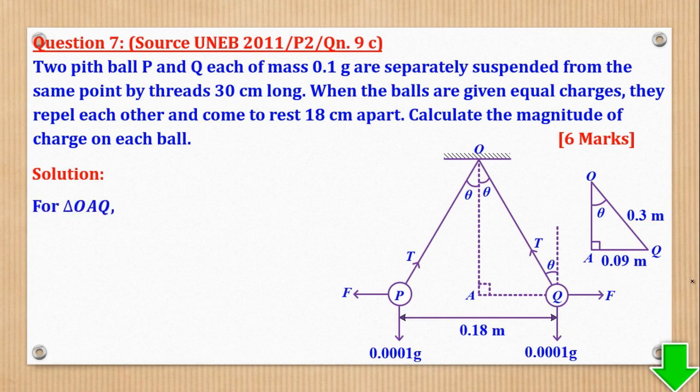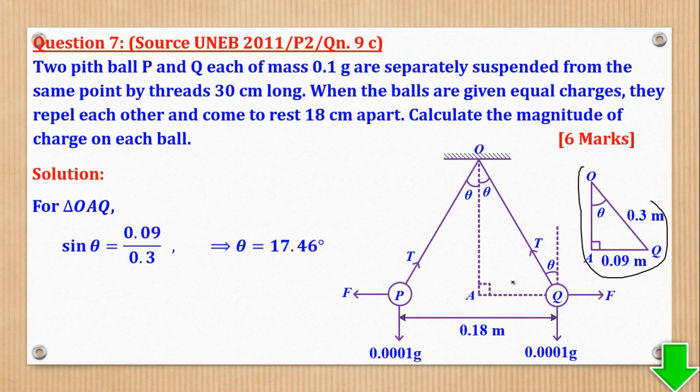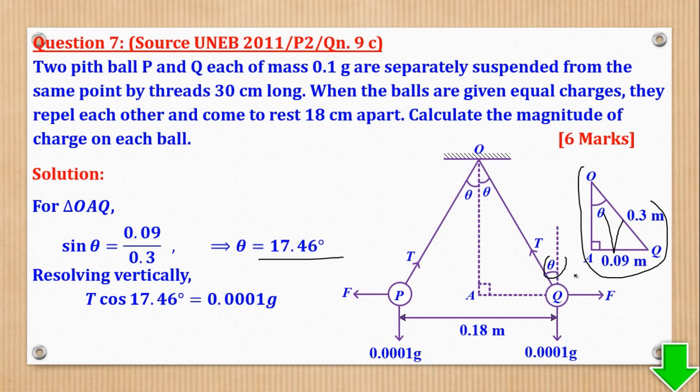So for triangle OHU, which is this, I can get sine theta. So sine theta is equal to opposite over hypotenuse. Therefore, theta is 17.46 degrees. And now that I've got this angle, I can easily resolve. So when I resolve vertically, it will be T cos that angle, because this angle is lying on the vertical. So T cos that angle is equal to the weight. We don't add this force because this force is entirely horizontal.